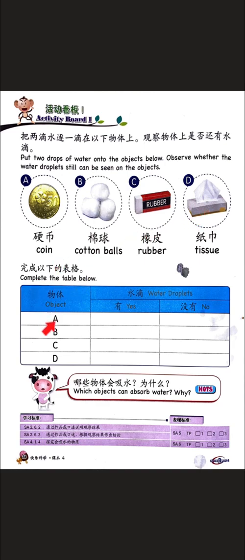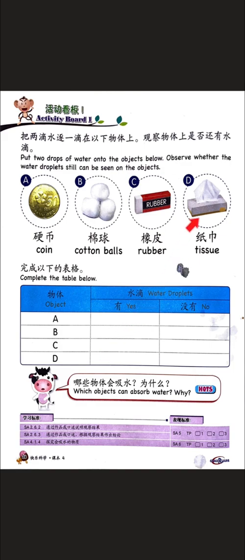Object A. Coin. Just now you can see the water droplets still on the coin, right? So you tick yes. How about B? We don't see the water droplets on top of the cotton balls. So no. Okay. Now we go to C. Eraser. Just now we saw the water droplets still on the eraser. So you have to tick yes here.